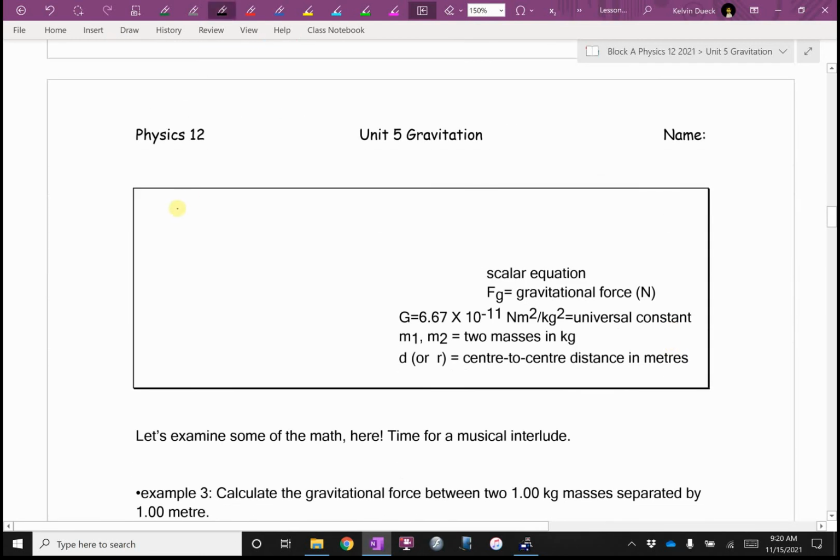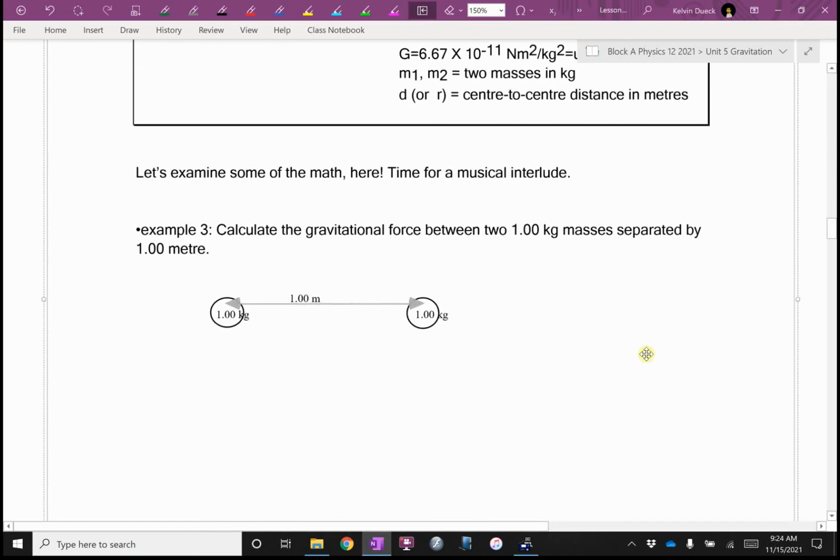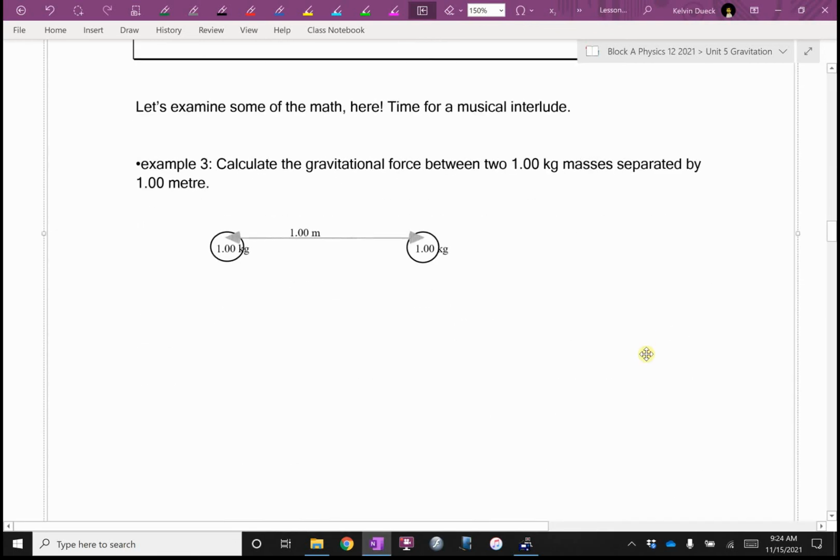In the box on the next page, sometimes instead of an R, they'll put a D for the distance between the two objects. Still in meters. We need to do a little bit of math here, I think. Example 3 says, calculate the gravitational force between two 1 kilogram masses separated by 1 meter. So I had Max and Ronan standing 1 meter apart. What if instead I had two identical 1 kilogram masses like this one?